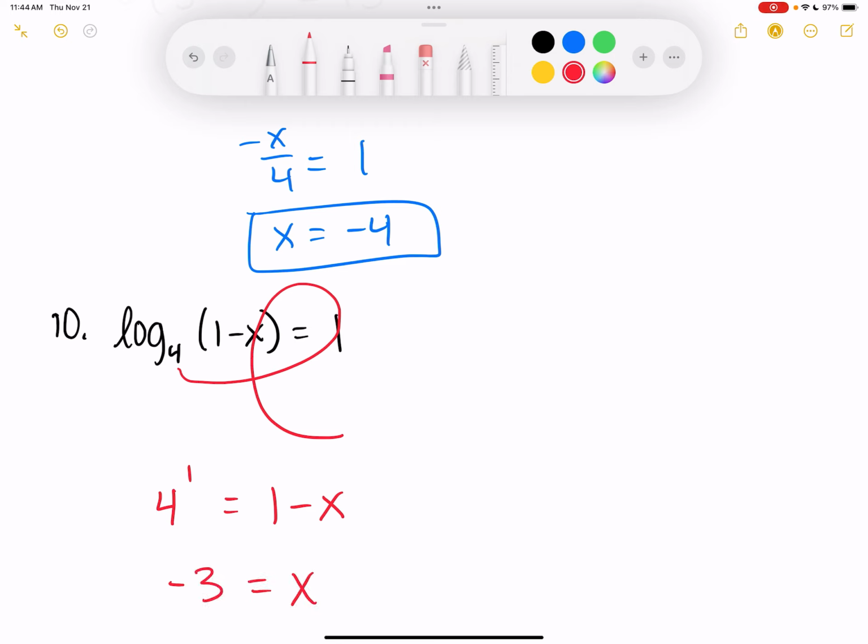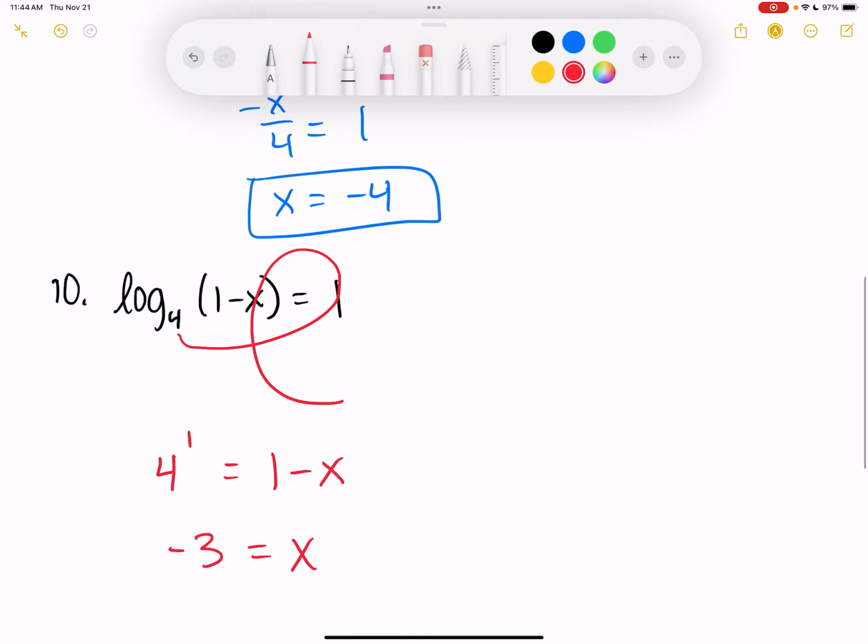And just like the other problems, you could plug that in as well. If I plug in negative 3, that becomes 1 plus 3 in there, which log base 4 of 4 would just be 1 from the properties that you know. So that one's checked if you are just so inclined to want to check them. Hopefully, if you're using your calculator, as long as you get the setup right, you should be right.